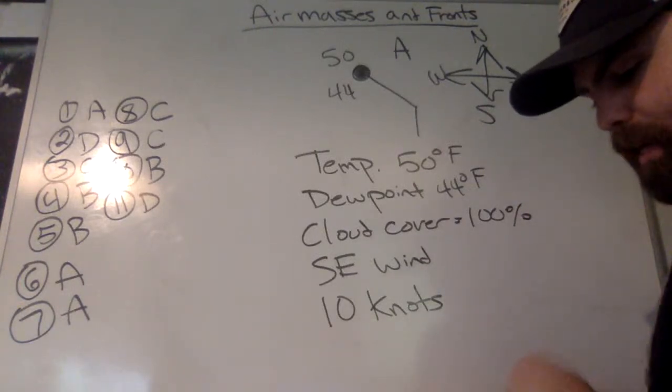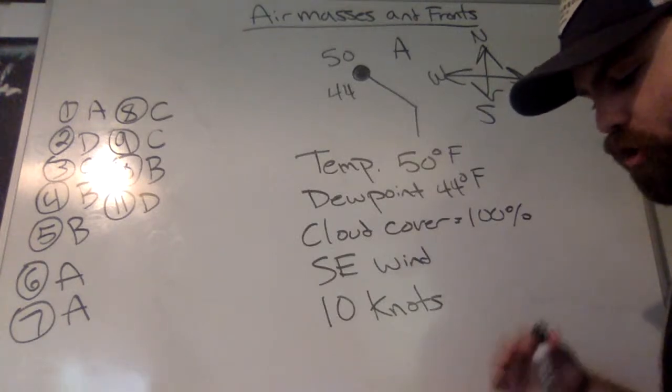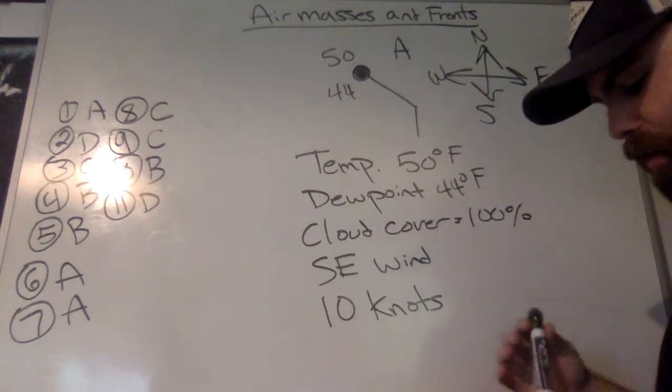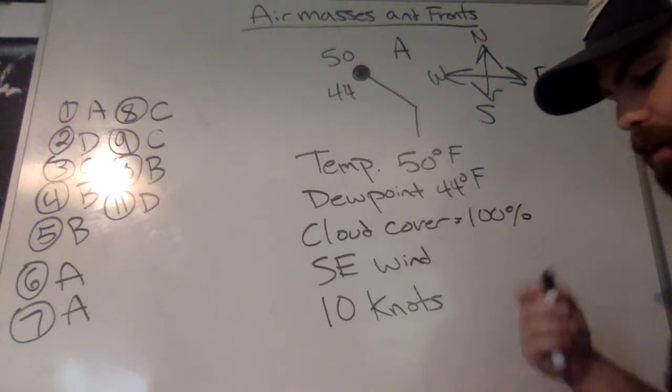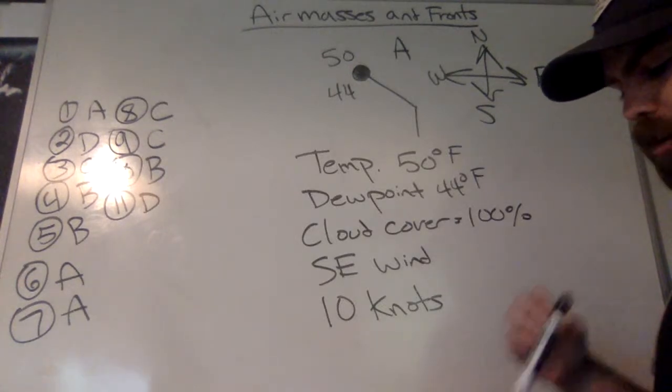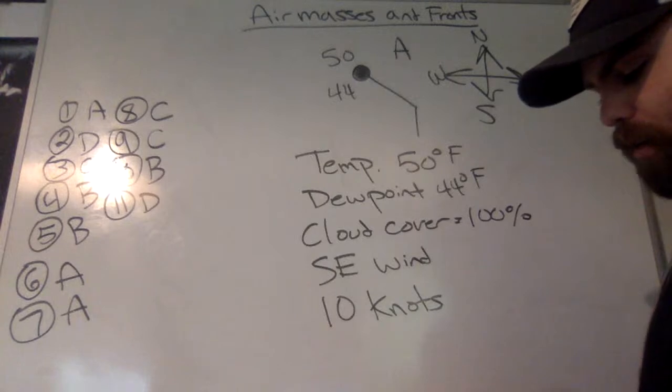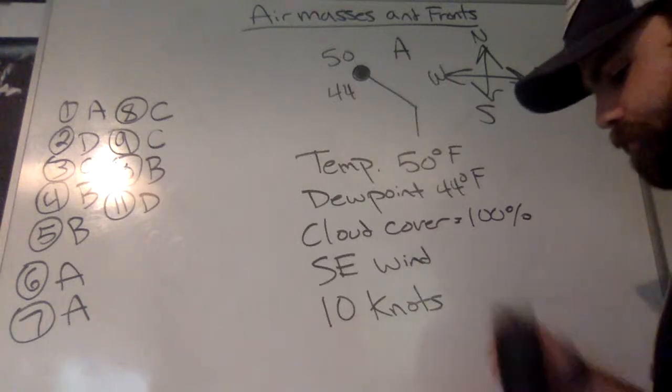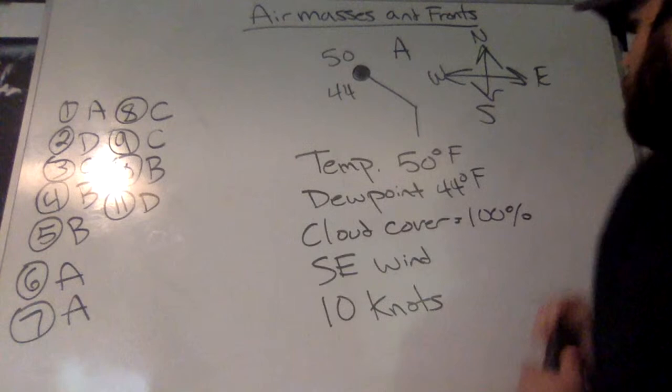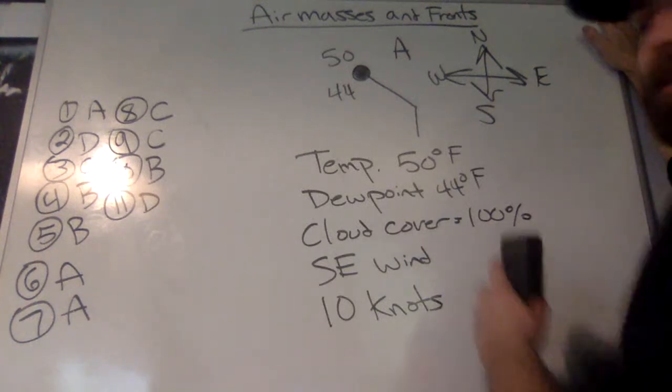Now, number 13, compare the temperature and humidity of the air on the east side of a dry line. Describe the temperature and humidity of the air on the west side, okay? So basically what we're going to do, we're going to erase this.